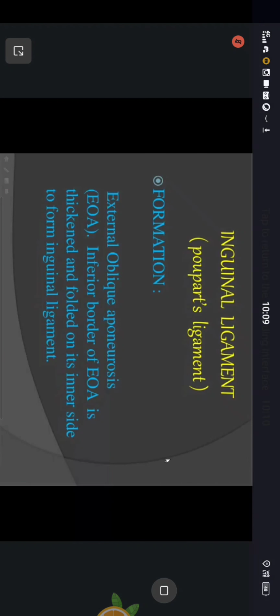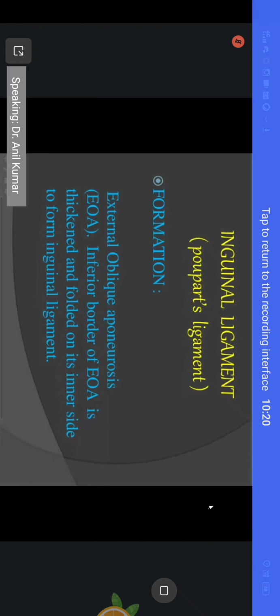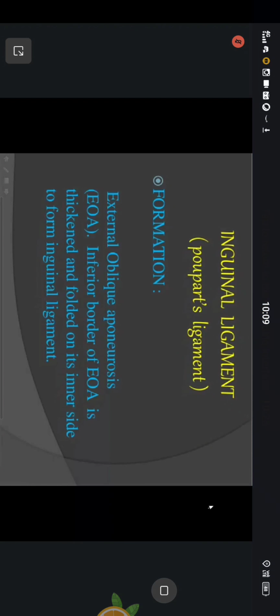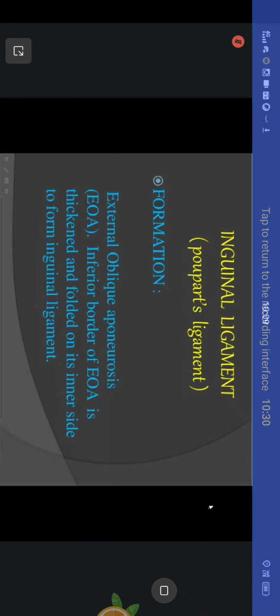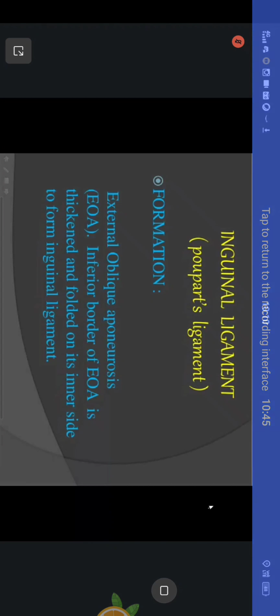Now, there is another name for this inguinal ligament. It is also called Poupart's ligament. This inguinal ligament is a short answer. It is asked as a 3 marks question. So better you take a screenshot of this slide as well as the next slide regarding the inguinal ligament. The answer is there. Sometimes in the exam they may ask like this also, Poupart's ligament. Don't get confused. It is nothing but the simple inguinal ligament.